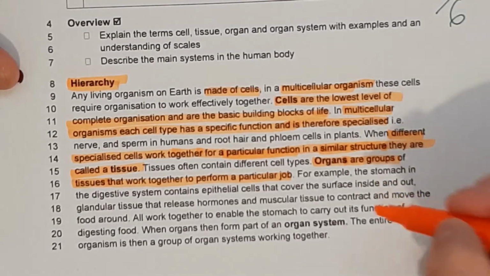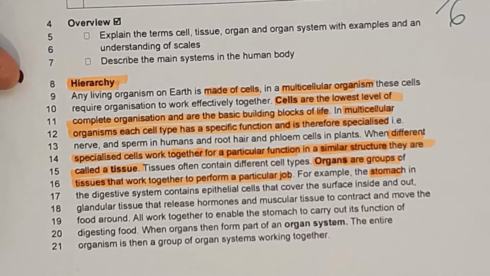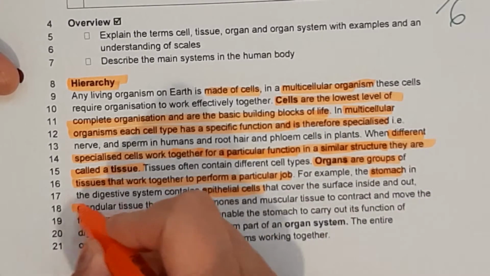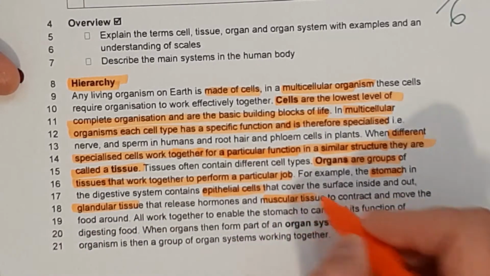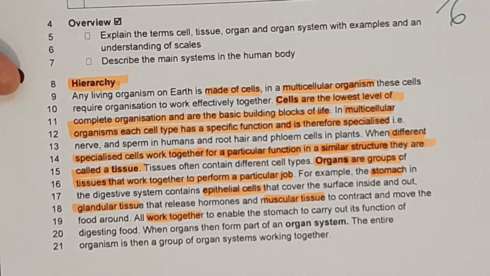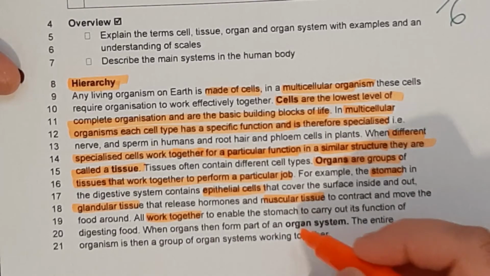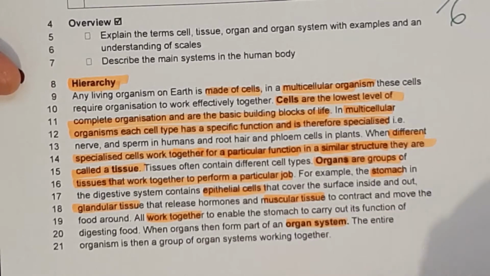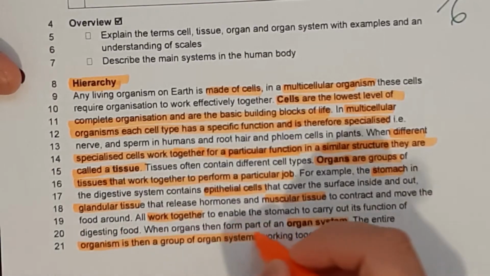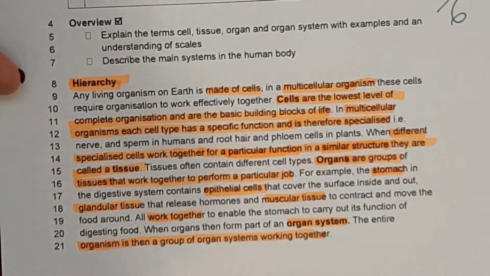So here we have our stomach, and it had those three types of tissue. It had epithelial cells with glandular tissue and muscular tissue, and they work together. So when organs form part of an organ system, and then the entire organism is a group of organ systems working together. So there's very much a hierarchy here.